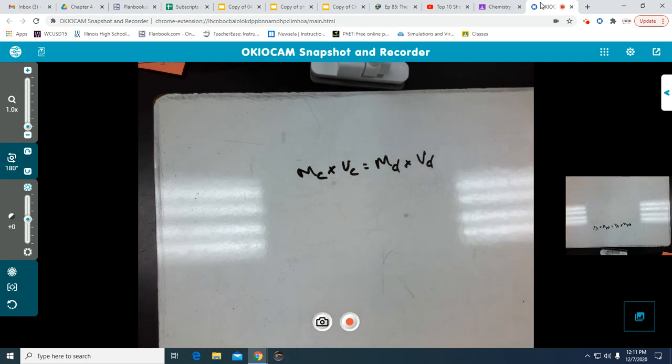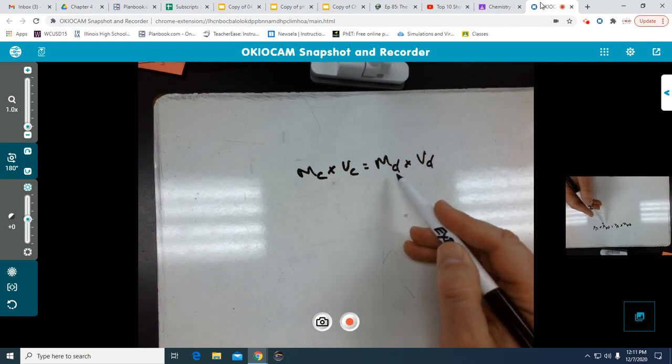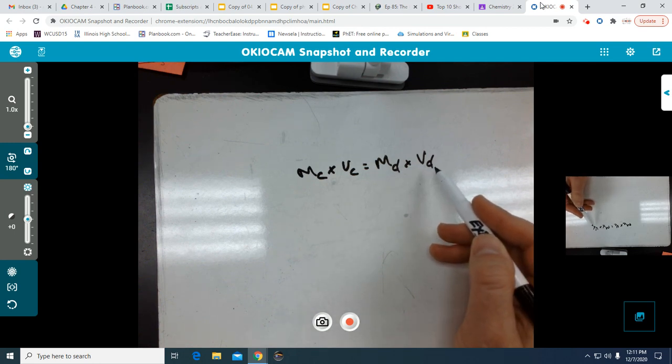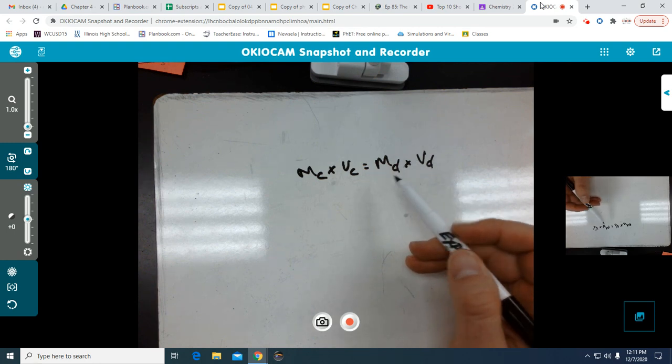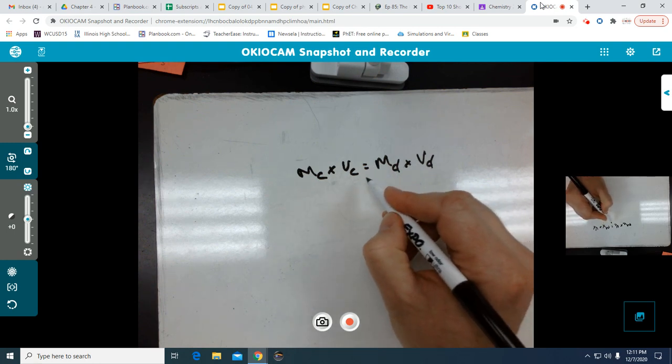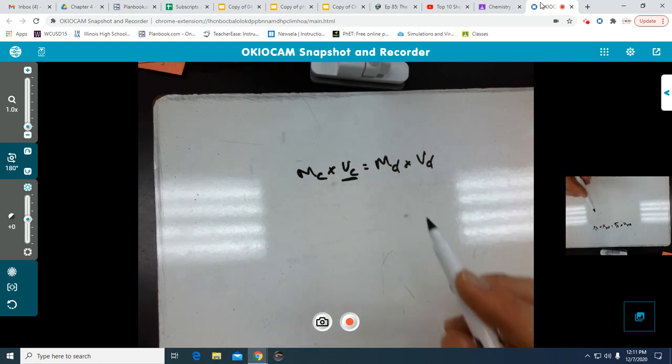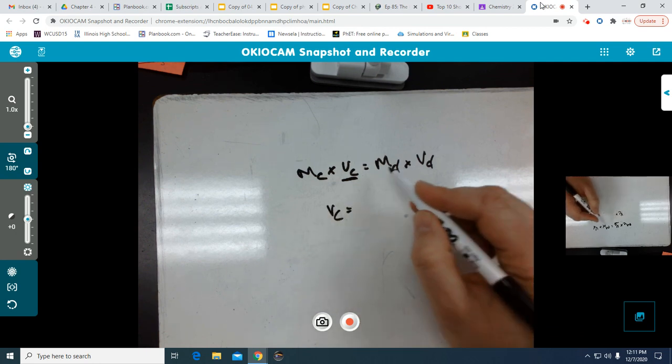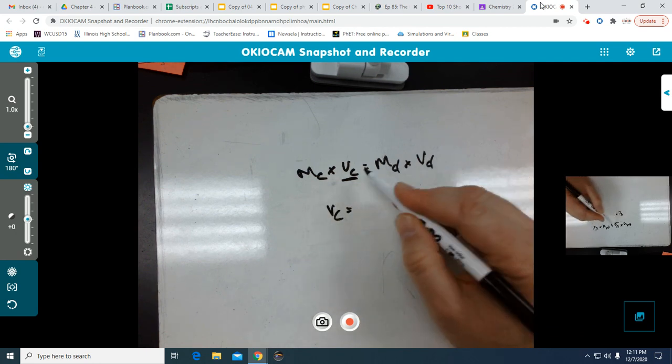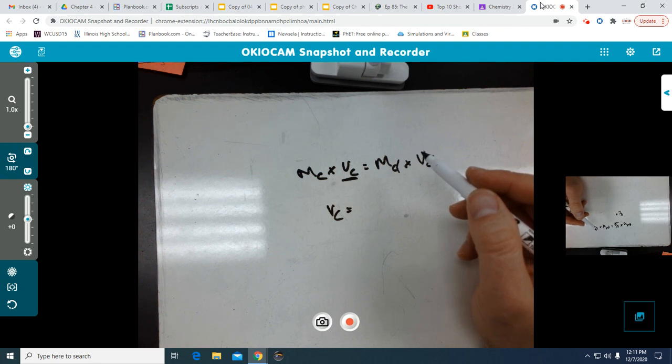Okay, what do we know? Well, we know what our final concentrations and volume will be. We also know what our initial concentration will be. So we need to figure out what VC is. So VC is going to equal MD times VD over MC.